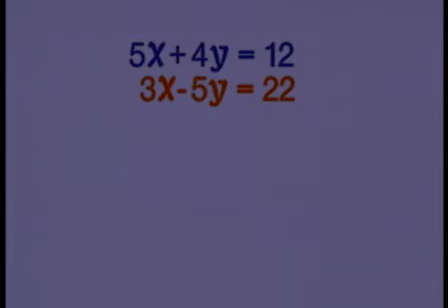And we have two equations, 5x plus 4y equals 12, which is in blue, and 3x minus 5y equals 22, which is in red. Notice that the x's have the same signs, but the y's have opposite signs. In the top equation, the y is positive. In the bottom equation, the y is negative. So at least we don't have to worry about changing signs. But we cannot simply multiply one equation.